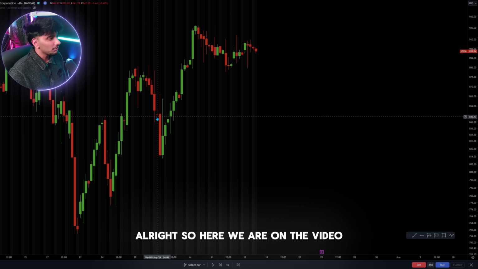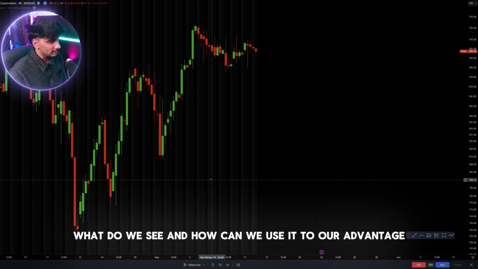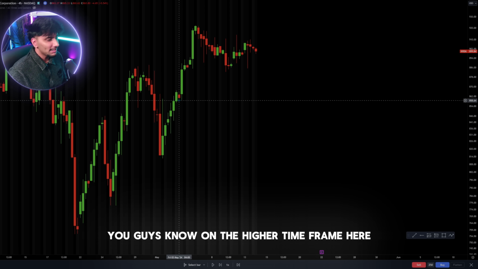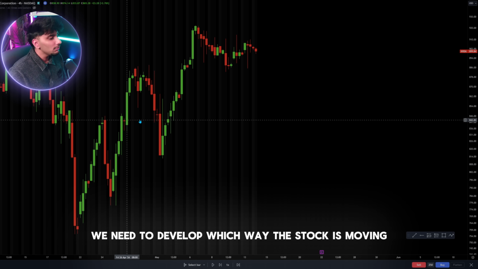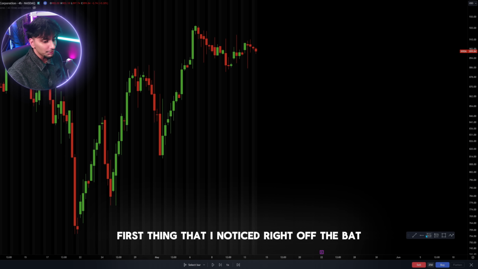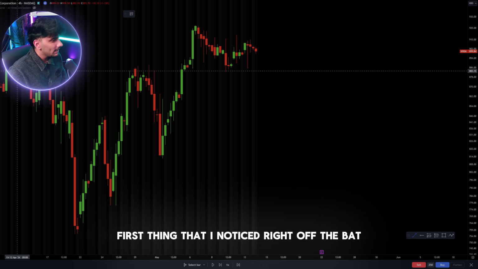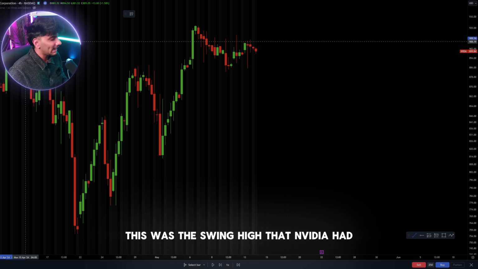All right, so here we are on Nvidia. What do we see and how can we use it to our advantage? Well, number one, you guys know on the higher time frame here, we're on the 4-hour, as you can see, we need to develop which way the stock is moving and where is the trend. Well, first thing that I noticed right off the bat is the fact that Nvidia had this previous high right here, right? This was the swing high that Nvidia had.